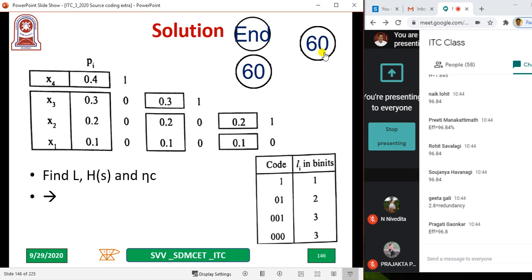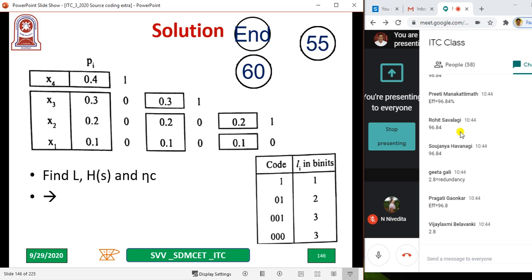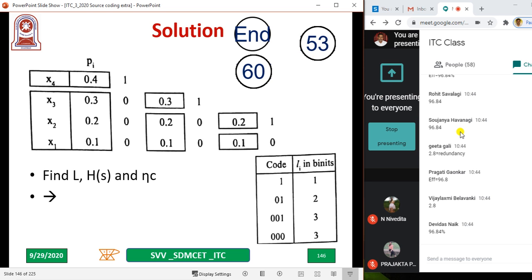All the answers are almost correct, majority. And 2.8 redundancy Geeta, Pragati efficiency 96.8, Vijayalakshmi 2.8, Devidas 96.84. Okay. So I will wait for another 10 seconds, then we will go to the next. Redundancy Simran 2.7, Nivedita 2.8 redundancy. Devidas 96.84 got efficiency. Good. So most of the students have completed. Siddharth 96.84, Rohan 2.8 redundancy, Vidya Kalkeri 96.84. Good. So most of them have completed.